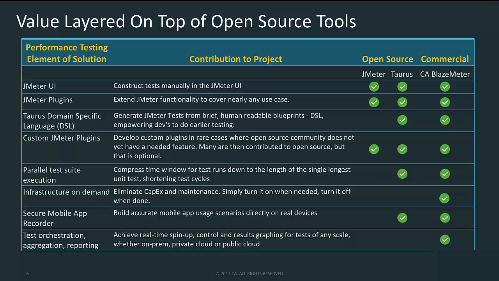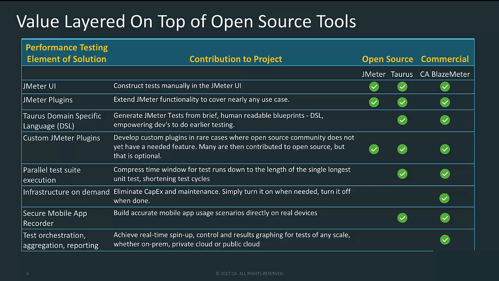Sometimes we're asked, since this is based on open source, what's the difference between open source and using the commercial product? So you'll notice that everyone has access to the JMeter UI, to JMeter plugins, and even the Taurus domain-specific language. Those are all open source. But as you go further down here, BlazeMeter can help you develop custom plugins, and then there's the features which are specific to the commercial solution.